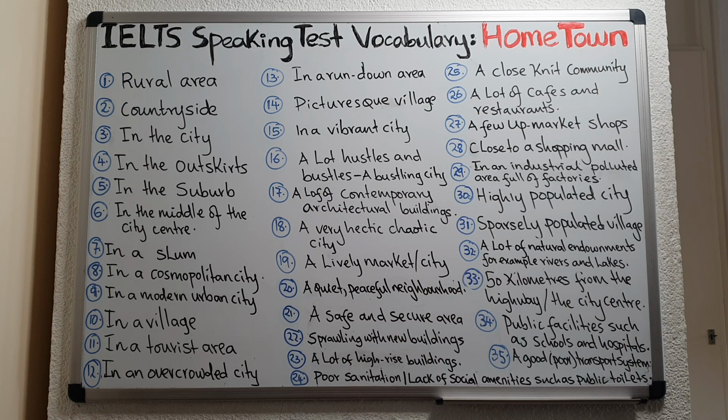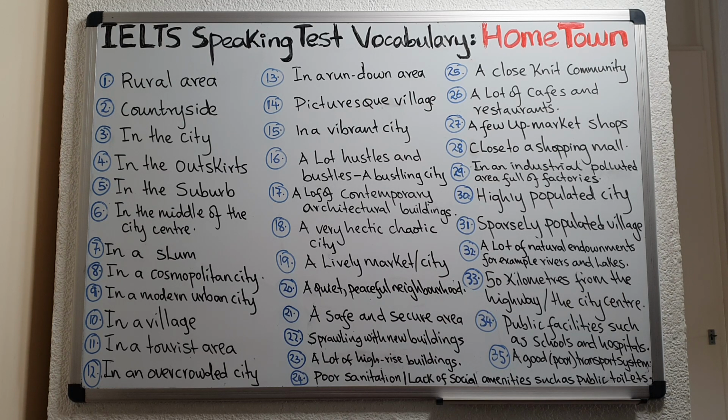Now, let's move on to the next word, and that is number 27, a few upmarket shops. I live in an area that has a few upmarket shops. Now, upmarket means modern. If the shops there are upmarket, then it means that they're quite modern. They're shops where you can buy modern products. Let's say, for example, if you want to buy designer products, designer shoes, designer handbags, then there are shops where you can buy that.